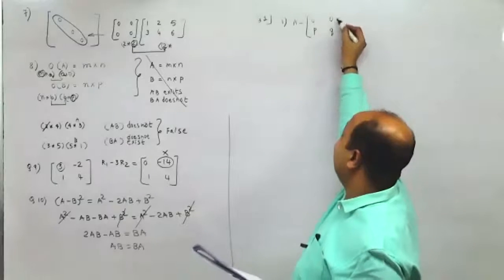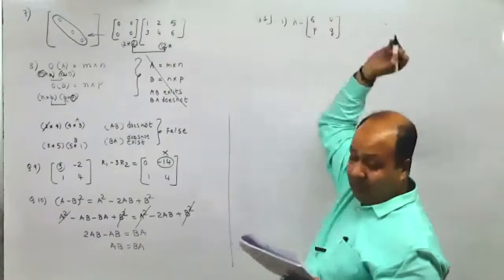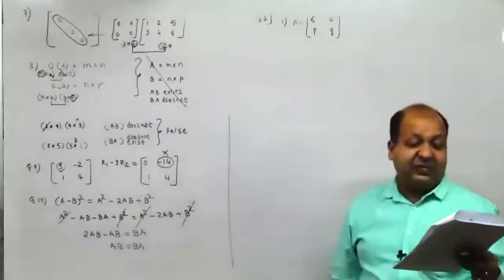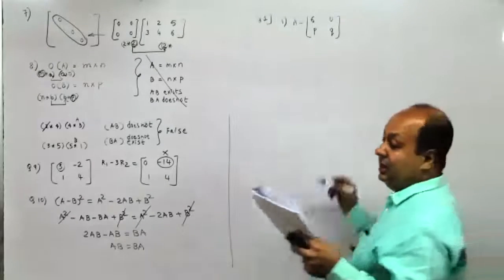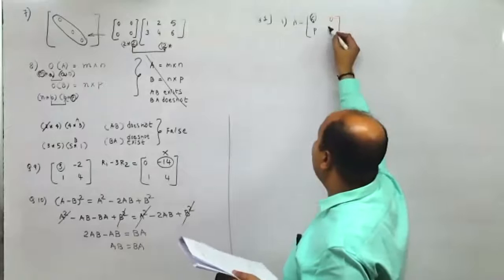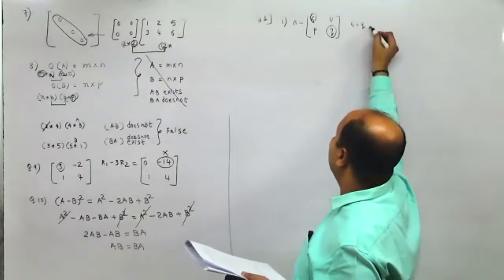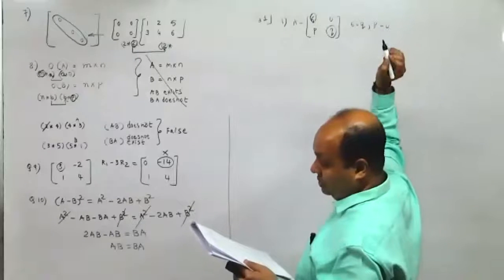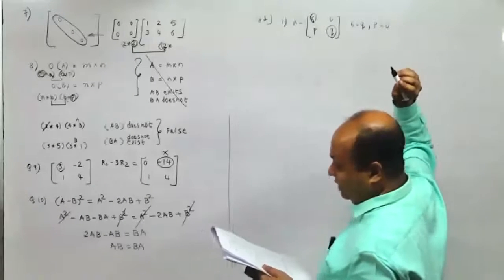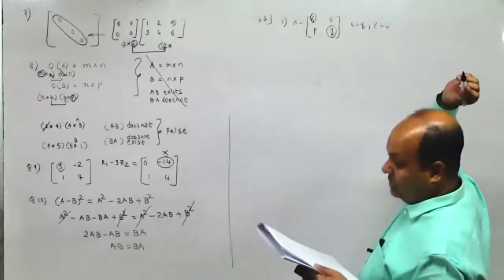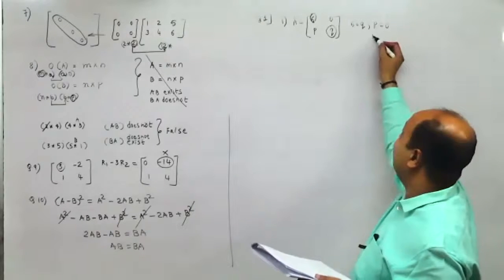Now 6, P and Q, now is a scalar matrix. If it is a scalar matrix, then this and this have to be equal and this has to be 0. So 6 equal to Q and P equal to 0. P equal to 0, Q equal to 6. So B is the right option.